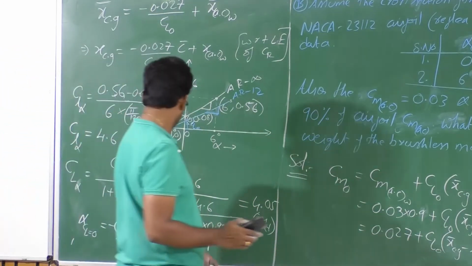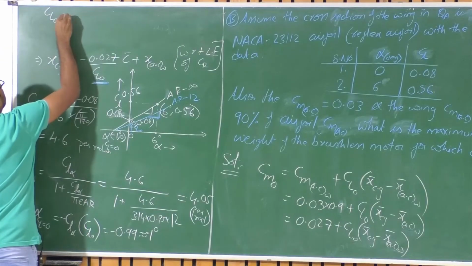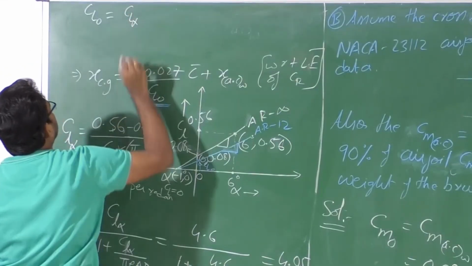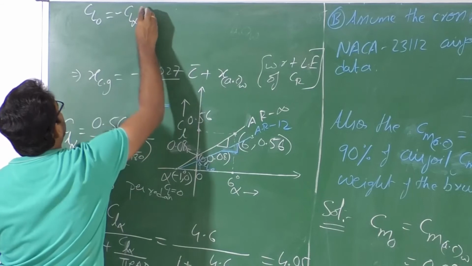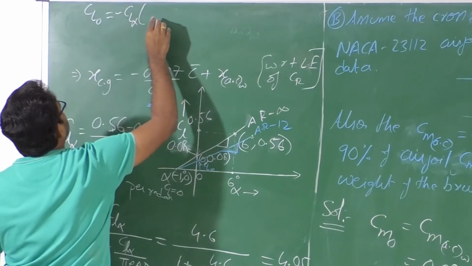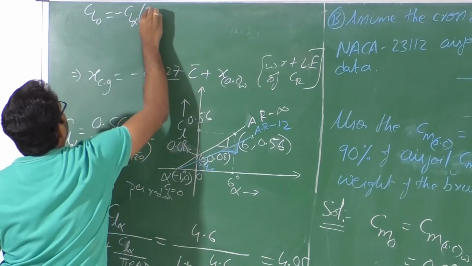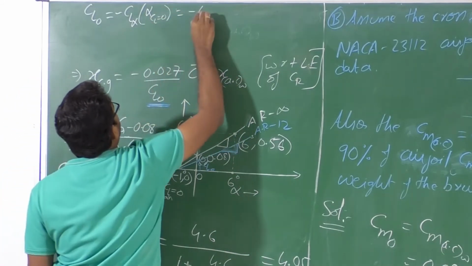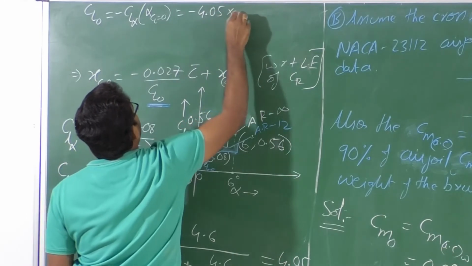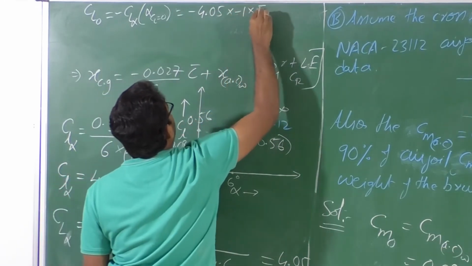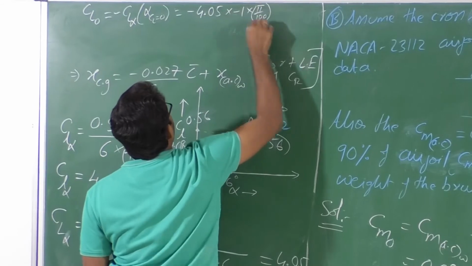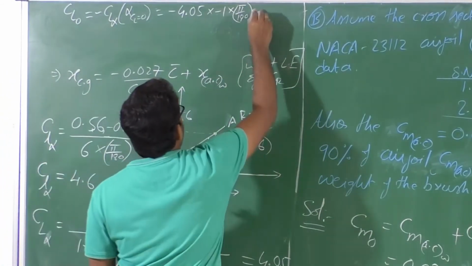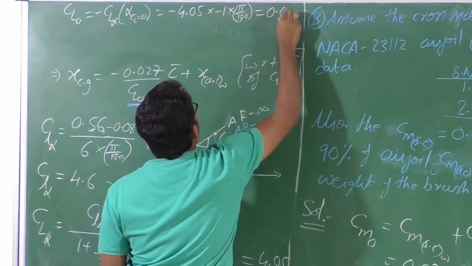So how can I do that? CL naught is equal to CL alpha minus CL alpha times alpha at which CL is 0. This is equal to minus 4.05 times minus 1 multiplied by pi by 180, because CL alpha is in per radian. So what I have is approximately 0.07.